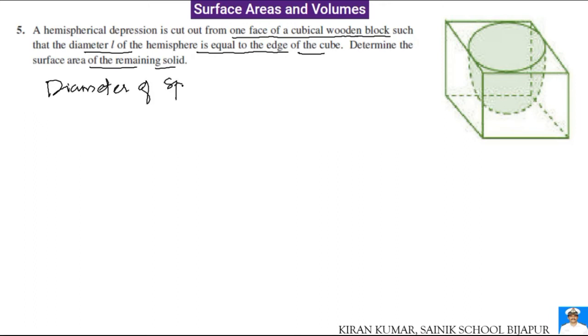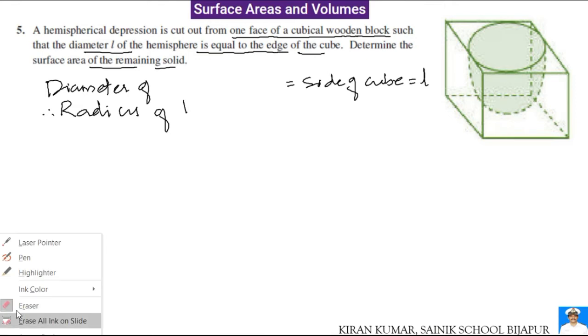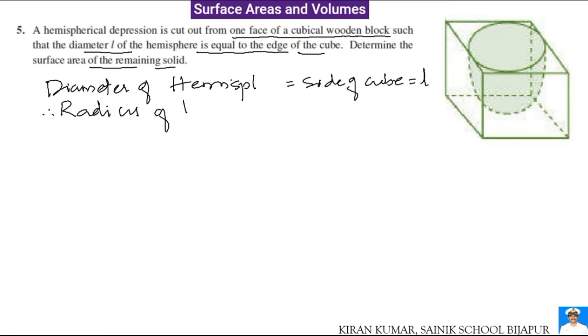So diameter of hemisphere is equal to side of cube. This is equal to L. Therefore, the radius of hemisphere will be, this is not correct, this is hemisphere. Made a mistake while writing, this is hemisphere. Radius of hemisphere will be equal to L upon 2.